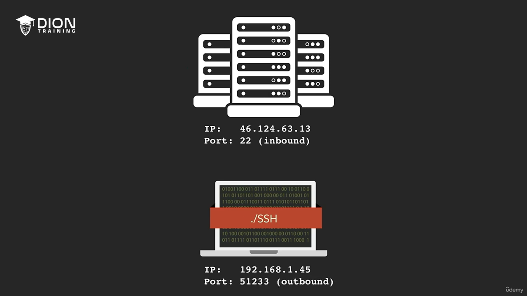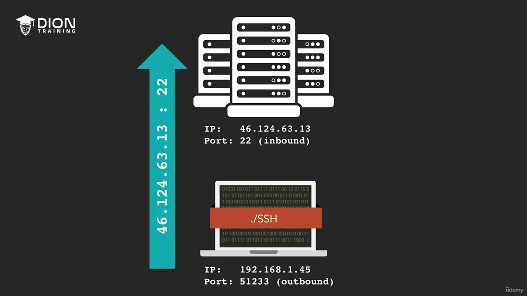To do that, it's going to open up an outbound port on itself and assign some high number random port to it like 51233, and then it's going to send a request to the SSH server that is listening over port 22, which is the server's inbound port, and it's going to be destined for its IP address, which in this case is going to be assigned as 46.124.63.13. Now, once the server receives this request on port 22, it has to respond to it.